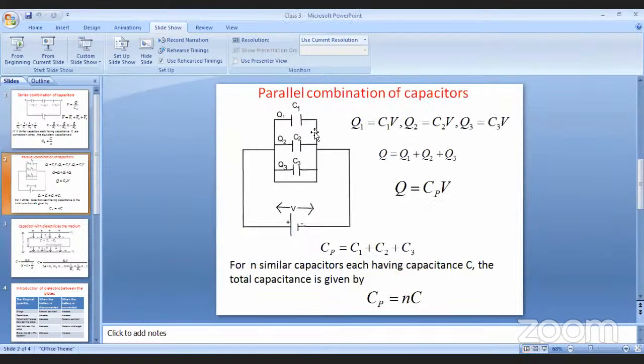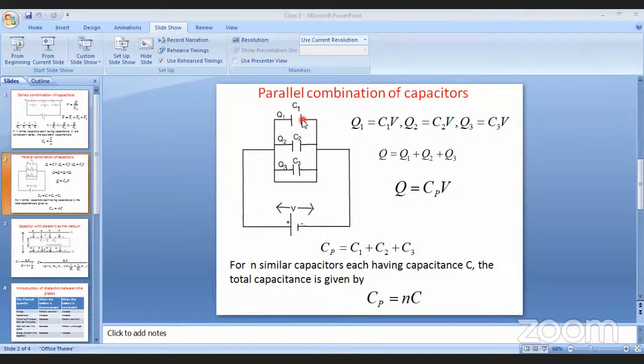So parallel combination of capacitors, you can see here. The battery is shown here. So you have the battery here, and the capacitors are actually connected in parallel like this. This is called the parallel combination of capacitors C1, C2, C3.